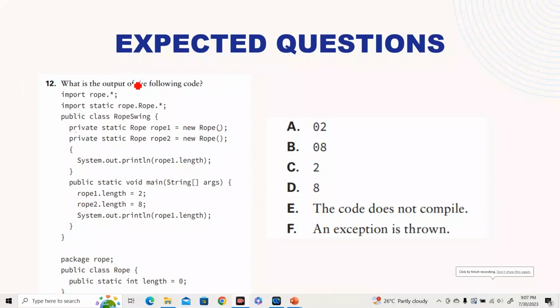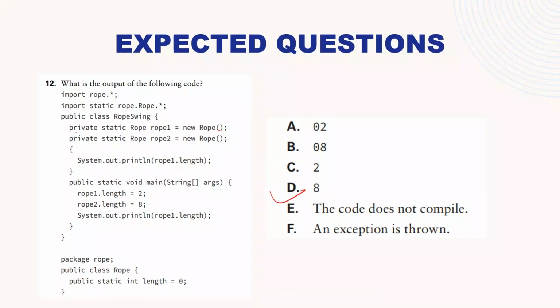Alright, so what is the output of the following code? There is this RopeSwing class, and then there is this Rope class. There are some instances of this Rope class getting created, and we have this main method. By looking through the code and the options, I would say that the correct option in this case is D, which is 8. 8 will be the correct answer, you will say.